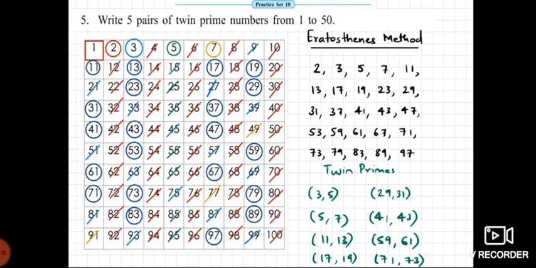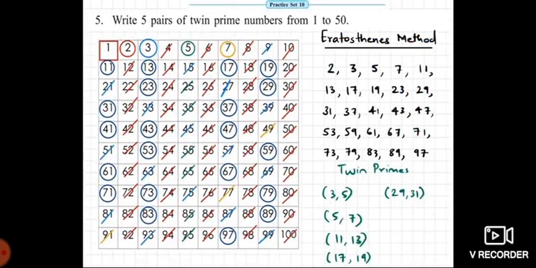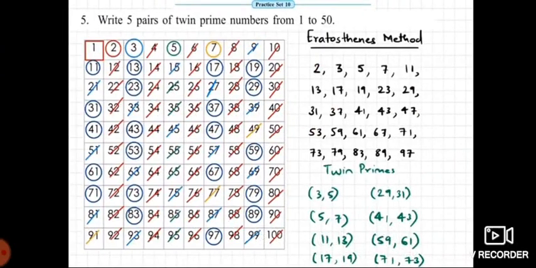Twin prime pairs from 1 to 100. Now they want from 1 to 50 only. So what you will do, if you see the last two pairs, what are they? 59 and 61, 71 and 73. Are the last two pairs greater than 50? So those two pairs we have to cancel. So see here. But they have asked us for 5 pairs. If we cancel the last two, then 6 will remain. So from those 6, any 5 pairs you can write as the answer.